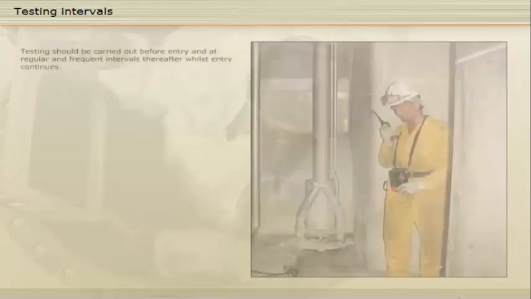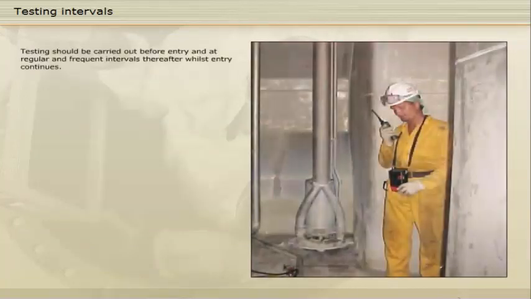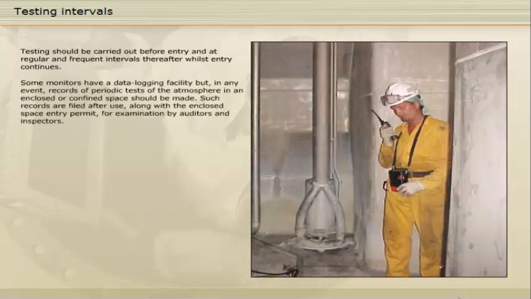Testing should be carried out before entry and at regular and frequent intervals thereafter, whilst entry continues. Some monitors have a data logging facility, but in any event, records of periodic tests of the atmosphere in an enclosed or confined space should be made. Such records are filed after use, along with the enclosed space entry permit, for examination by auditors and inspectors.